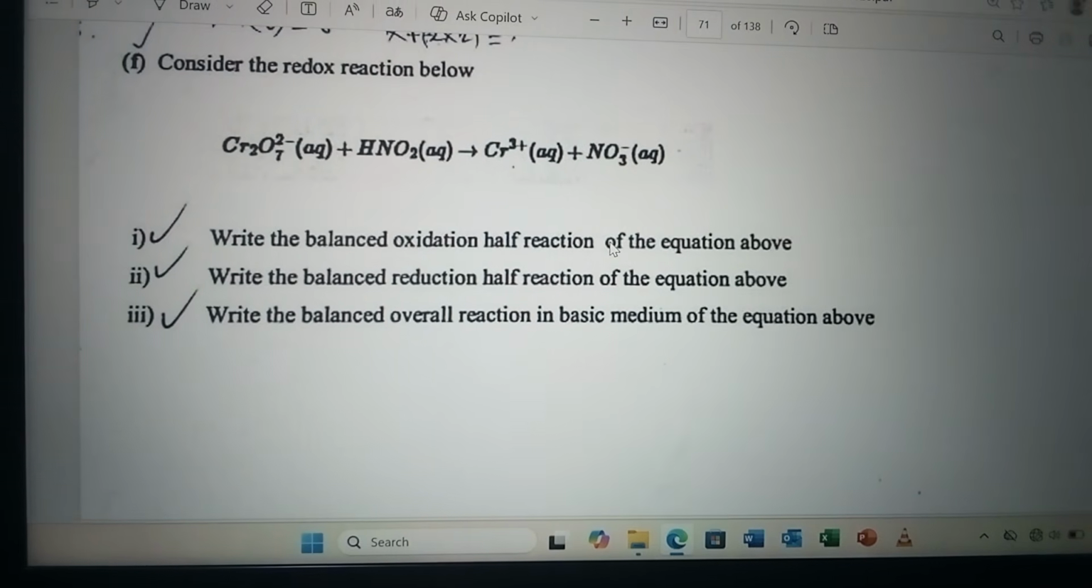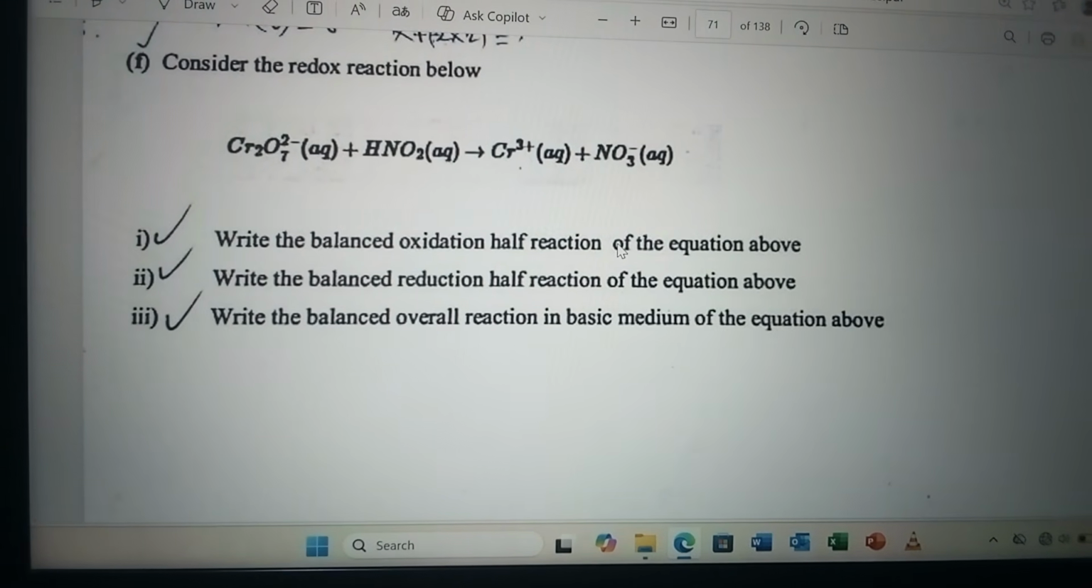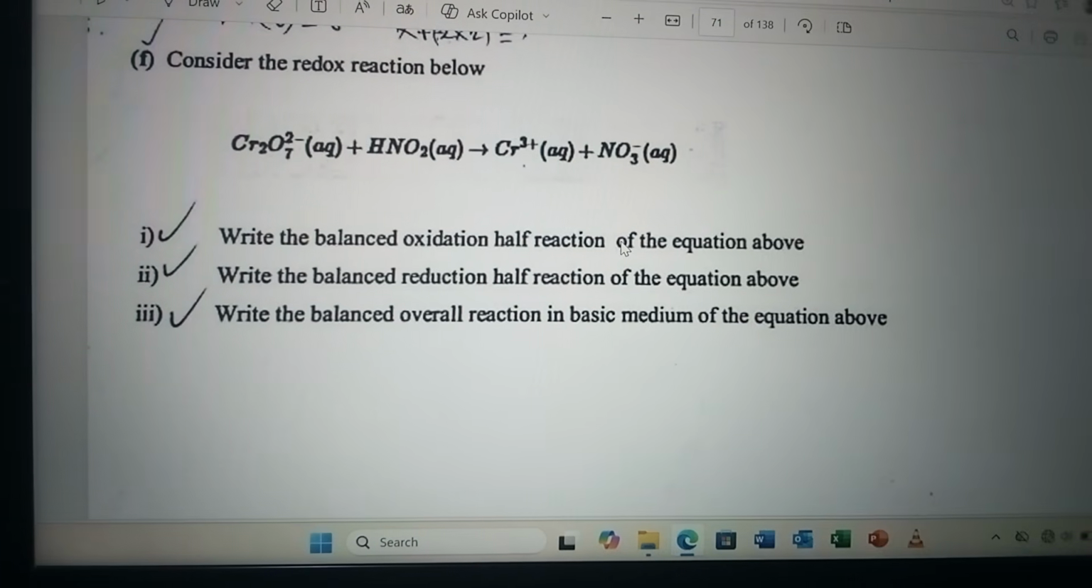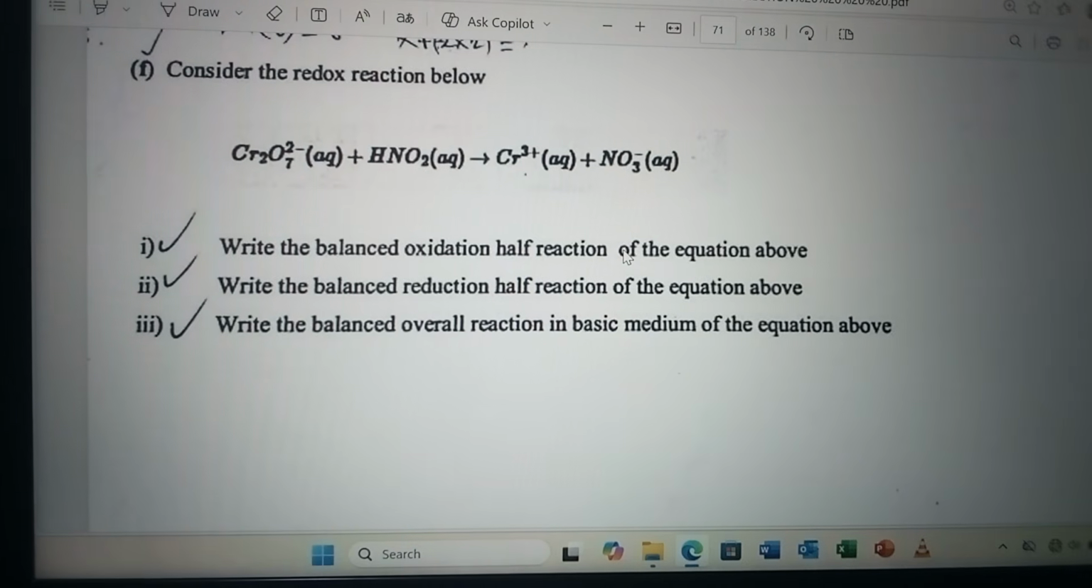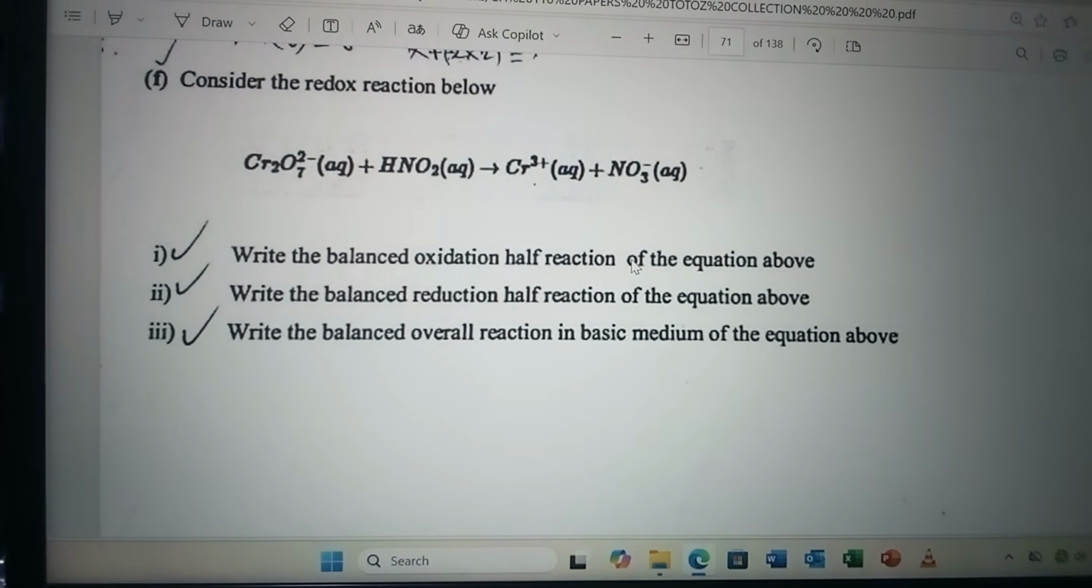Hello everyone, so we are going to continue from where we ended, CH110, balancing the redox reaction. So we can start.